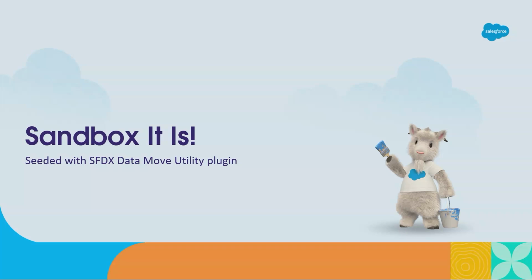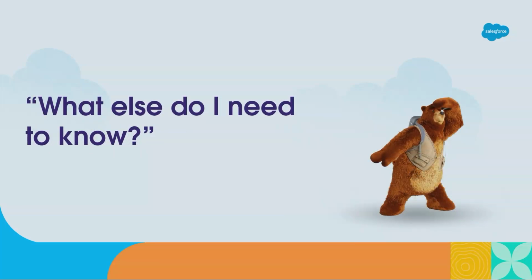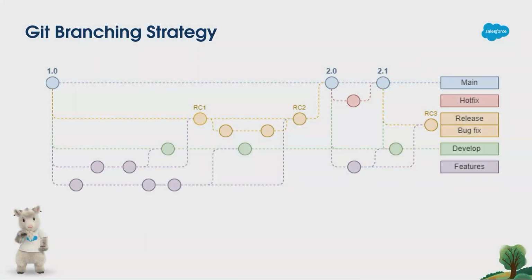They have all the licenses, all the packages, all the data that they want. What's next? What else is there to know to start developing? Claudia decided to share with Cody what is the Git branching strategy that Universal Containers is using.